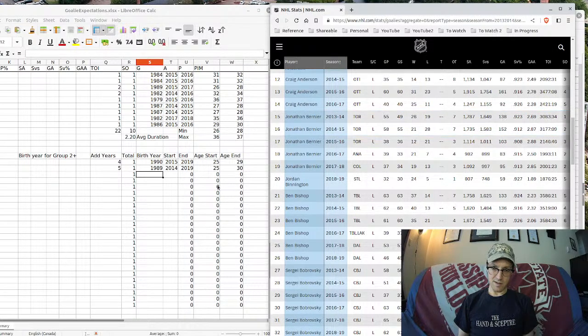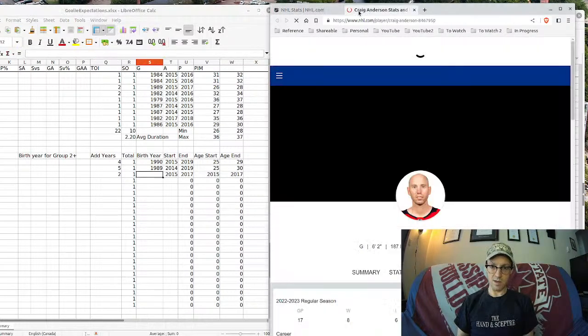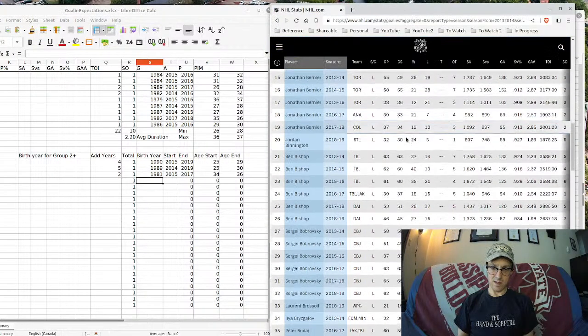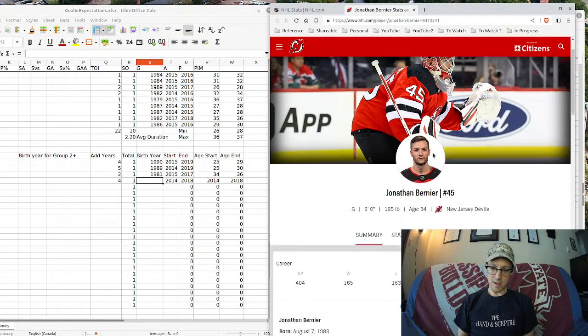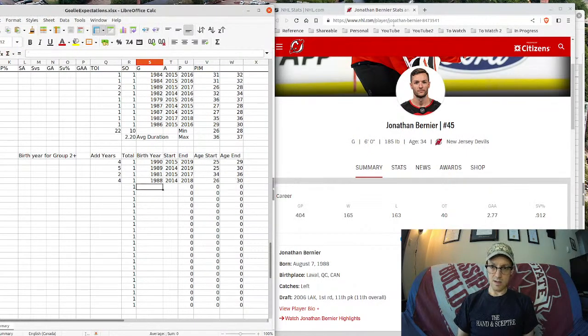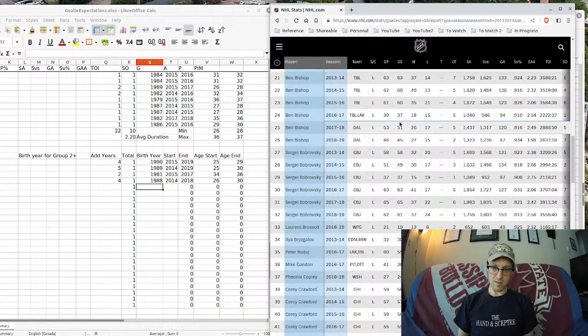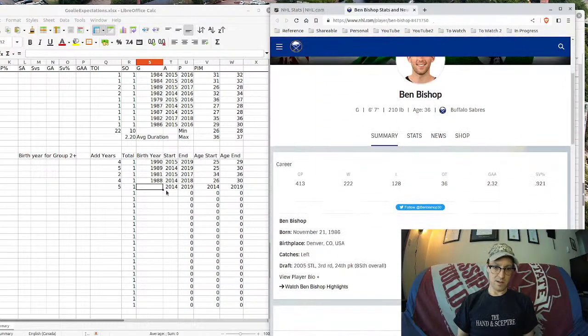Anderson, 14, 15, 16, so that's 2, 2015, birth year is 1981. 2014, 13, 14, 15, 16, 17 is 4. 88. 14, 15, 16, 17, 18. 5, 2014, birth year is 86.